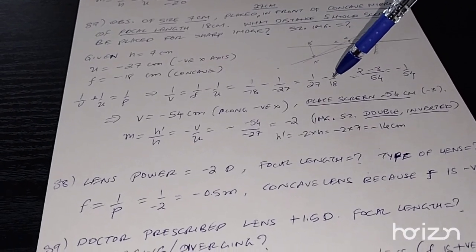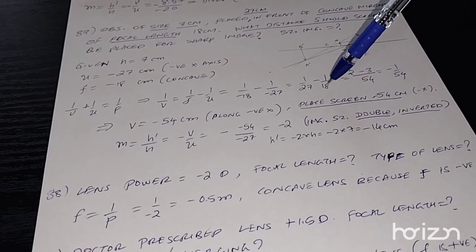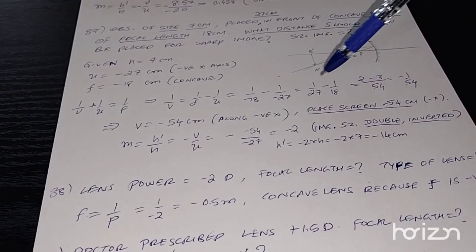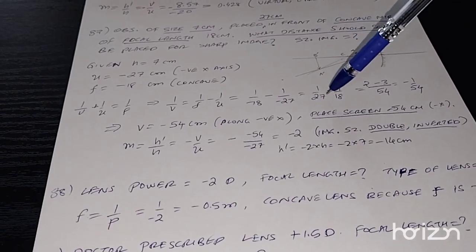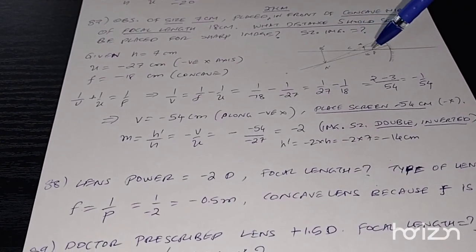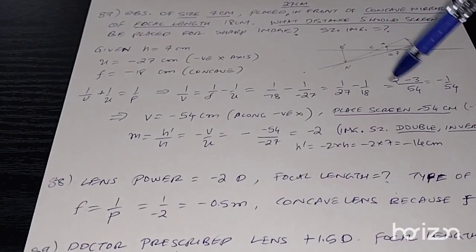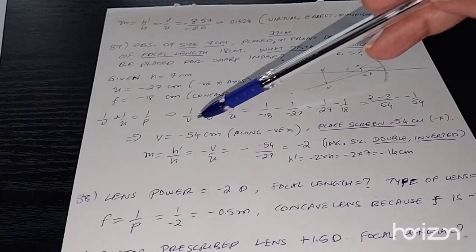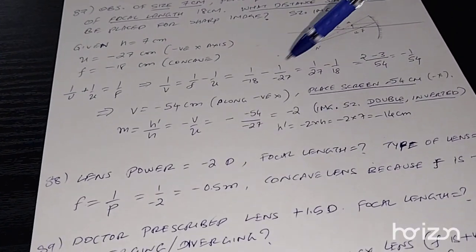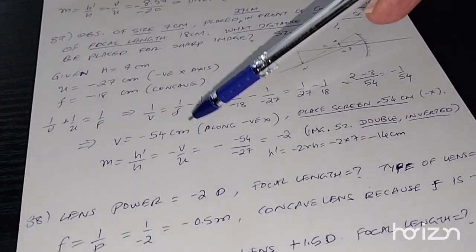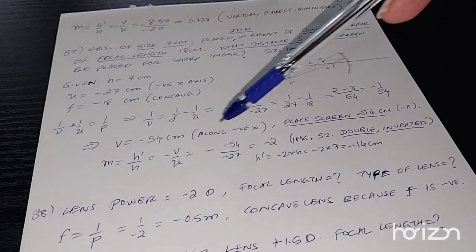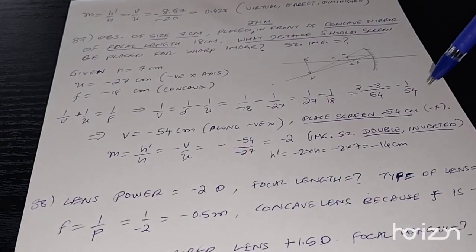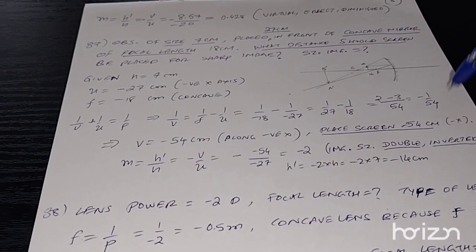Okay, so the LCM is 54 because 18 3s are 54 and 27 2s are 54. 54 is the LCM, and to make this denominator same as LCM, you have to multiply by 2, both numerator and denominator. Here you have to multiply by 3. You will get minus 1 by 54. So v is minus 54 centimeter. That is, the image is at minus 54 centimeter, which is 54 centimeter along the negative x. So you have to place the screen at minus 54 centimeter to get the sharp image.